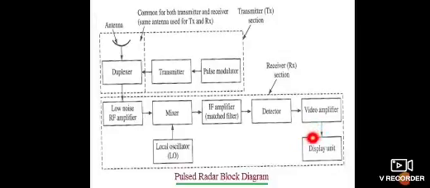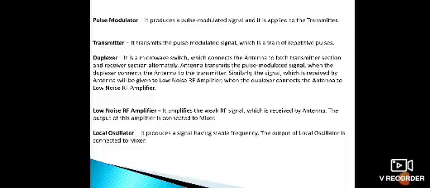This is the basic block diagram of a pulse radar. Okay, so it is very easy to understand. Why? Because I have said it simply, so you can understand easily. Okay, so next, what does each block do? First of all, the pulse modulator.